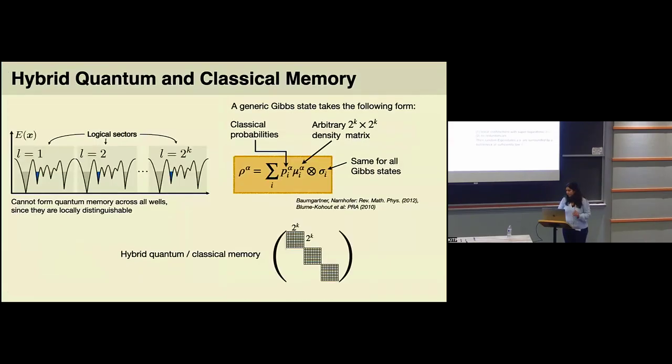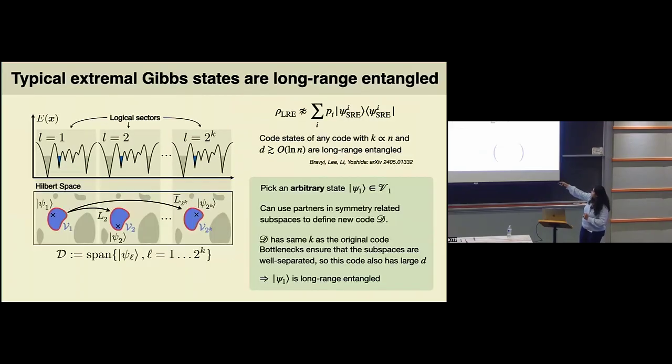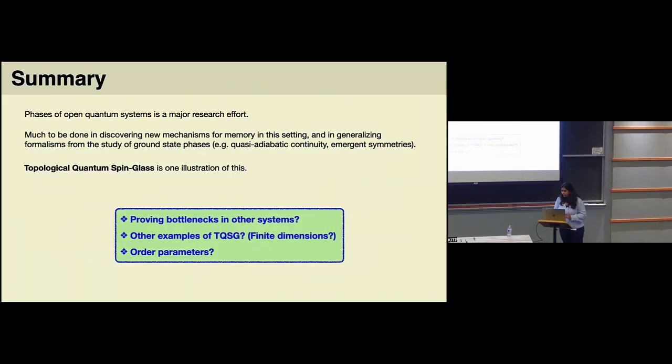And then the type of memory that the structure of these Gibbs states encodes is a hybrid memory between quantum and classical, where you can think of the classical piece as picking out which of these embedded memories you want to talk about, and then that memory has the structure that I described to you earlier. So that's my summary: there's a lot of work on thinking about new directions in many-body physics and open quantum systems and expander graphs, and this topological quantum spin glass is one illustration of this. Okay.